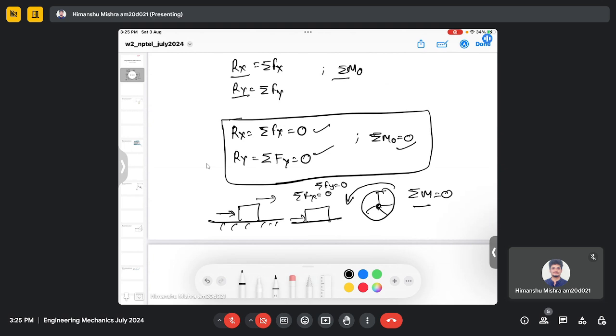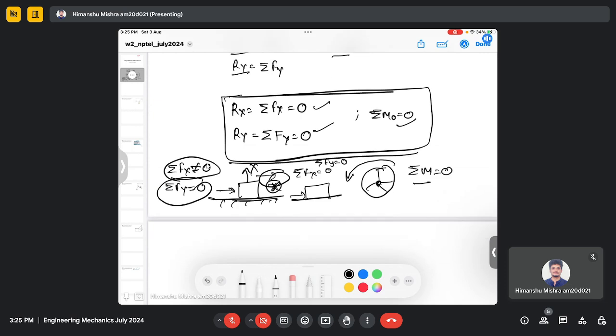Now again consider the same block, and it is moving in the x direction. So you can say that the overall resultant force in the x direction is not zero, but the overall force in the y direction is zero, because this block is moving in the x direction, which means there is no equilibrium in the x direction, but there is equilibrium in the y direction, because this block is not moving in the y direction. It is only moving in the x direction. So the equilibrium condition is satisfied when all the forces and the moments are zero.